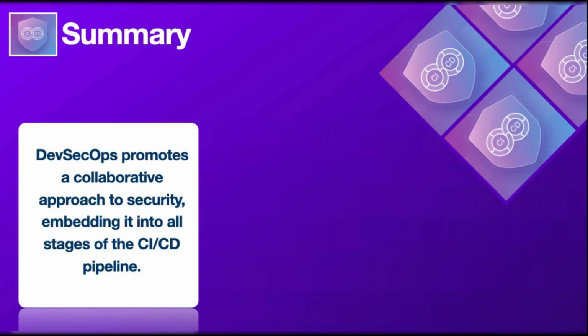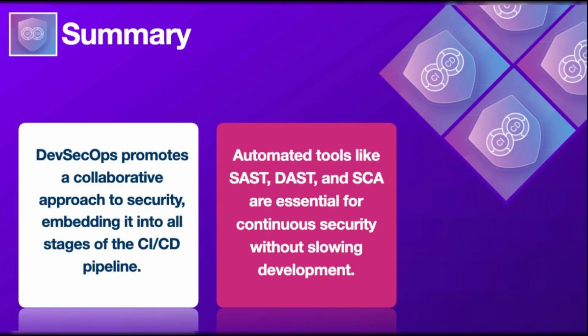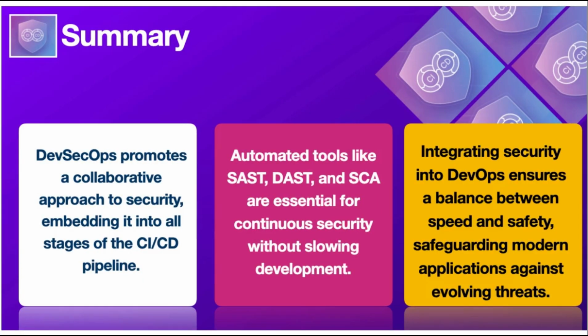DevSecOps promotes a collaborative approach to security, embedding it into all stages of the CI/CD pipeline. Automated tools like SAST, DAST, and SCA are essential for continuous security without slowing development. Integrating security into DevOps ensures a balance between speed and safety, safeguarding modern applications against evolving threats.